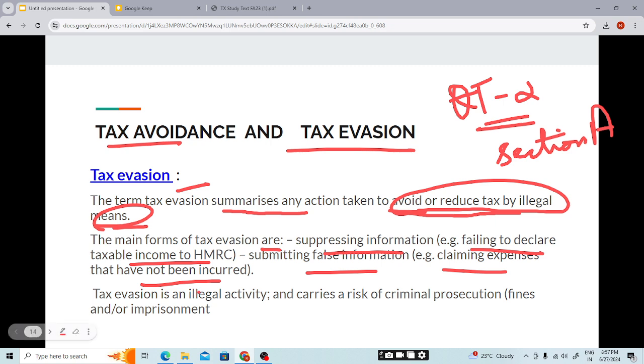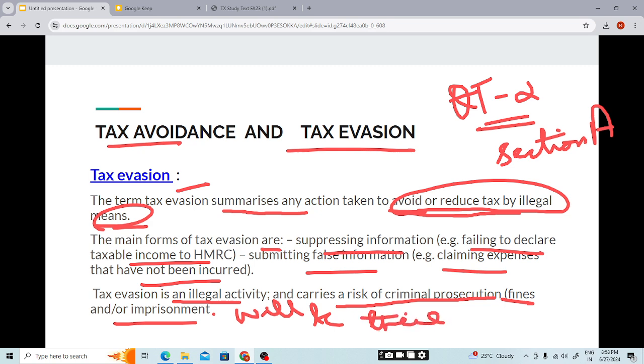This is very illegal to do, and it can be done by suppressing your information, not providing your information to the HMRC, or providing false information, like saying you earned only £1,000 when you earned £10,000. Tax evasion is an illegal activity and carries the risk of criminal prosecution, fines, and or imprisonment in the UK.